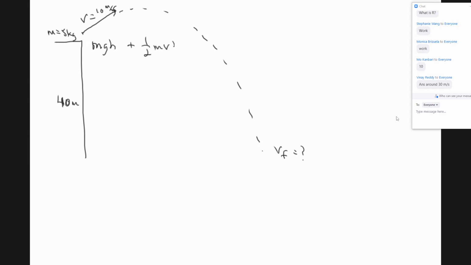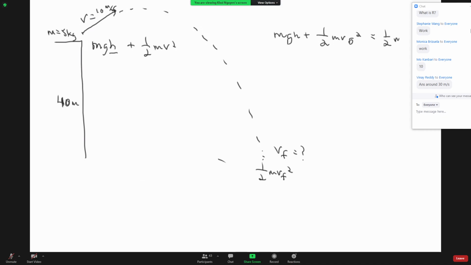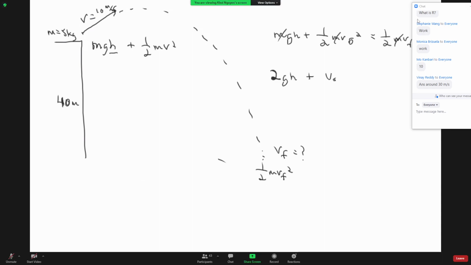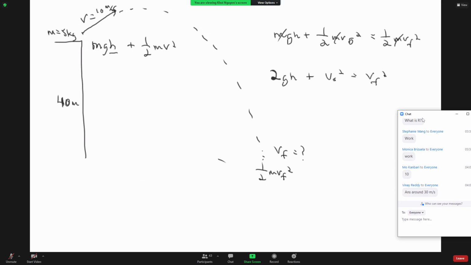So, do we have position? Yes, we have potential energy. Do we have motion? Yes, we have kinetic energy. At the end, we have kinetic energy. There's no position because you're at 0, because it's just before it hits the ground. So we have mgh plus 1/2 mv initial squared is equal to 1/2 mv final squared, right? Cancel out all the m's, multiply everything by 2. 2gh plus v initial squared is equal to v final squared. Does that equation look familiar to you?